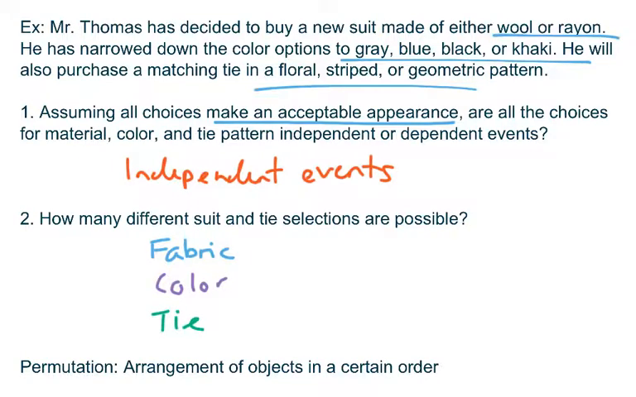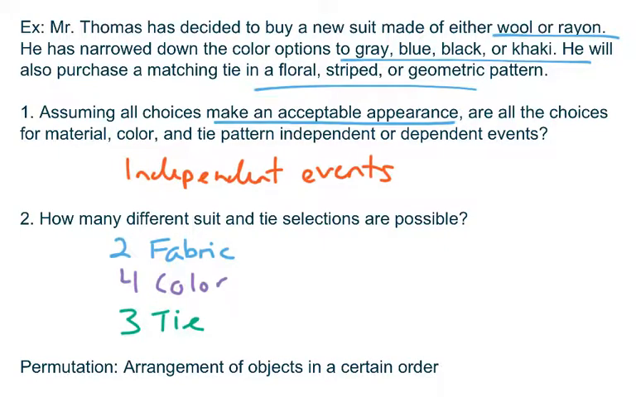How many? Let's start back with fabric. So, wool or rayon, to me that's 2 fabric choices. Color choices, gray, blue, black, or khaki, that's 4 color choices. And the tie, we have 1, 2, 3 different options for a tie. So we have 2 fabrics, 4 colors, and 3 ties.